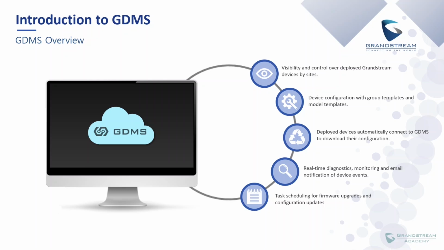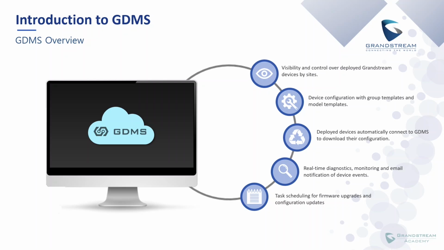GDMS provides plug and play, so you can directly ship devices to customer premises without having the need to unbox them and reconfigure them. So all we need to do is to enter the MAC address and the serial number of the device to GDMS and then assign it to a configuration. It also offers real-time diagnostics, monitoring, and email notification of device events.